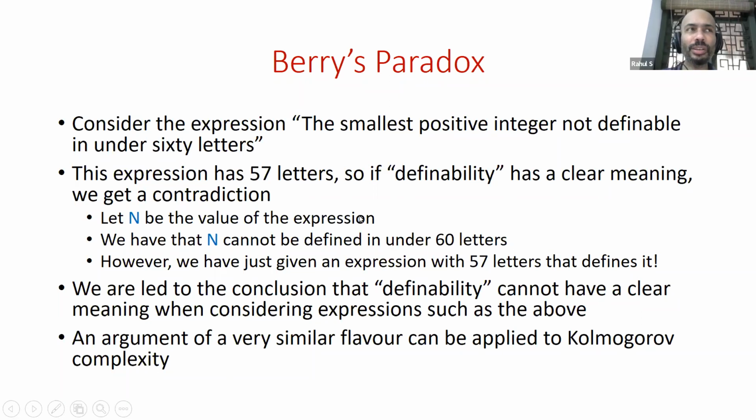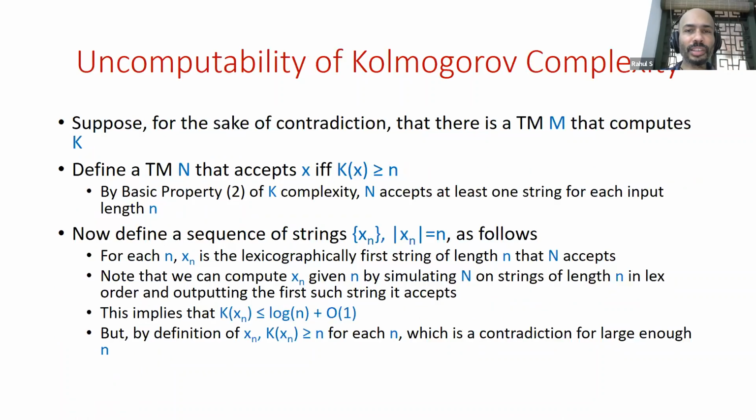So what went wrong here? What went wrong was the assumption that definability has a clear meaning when considering expressions such as the above. So this is a logical paradox, which is about assuming that something had a meaning, and it turns out it can't have a clear meaning. But it's very, very closely related to the argument that shows that Kolmogorov complexity is uncomputable. And I thought it would be useful to illustrate it first with Berry's paradox, which is easier to see. Then we can see how that corresponds to the uncomputability argument for Kolmogorov complexity.